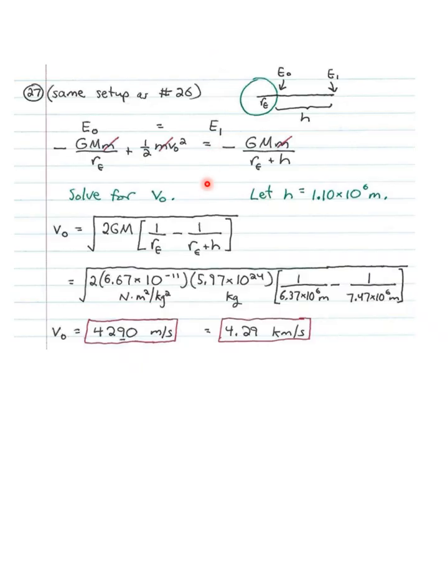If you're confused by any of this, go back to the previous problem to see how I set up number 26. But here's E naught equals E1. You've got your potential plus kinetic on the surface of the Earth equals potential when it gets up to its highest height. Now is where it differs from problem number 26. Now we're solving for V naught, letting h equal 1.1 times 10 to the 6 meters. So once again, I encourage you, this one should be a little easier than number 26 was. Stop the video, turn off the screen, and solve for h on your own.